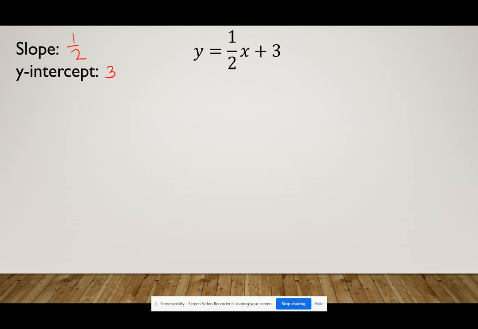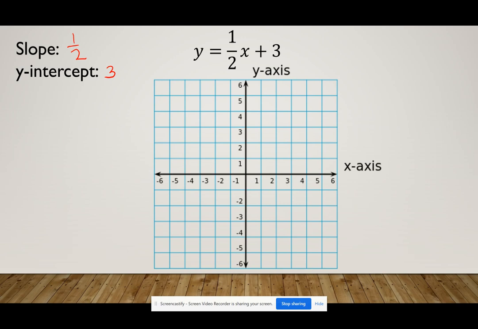So when it comes to graphing it, we have to always start with our y-intercept. So our y-intercept is 3, so on my y-axis up and down, I'm going to put a dot at 3. And then my slope is 1/2, so that means I need to rise 1 and run 2. And remember, we always run to the right. So from that point that I put on my graph, I'm going to rise 1 space and run 2 to the right. And I can do that a couple times if I want to.